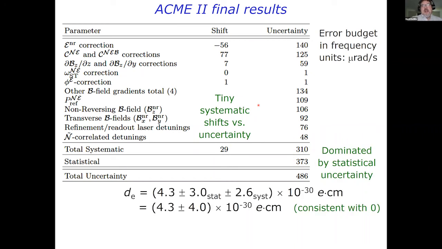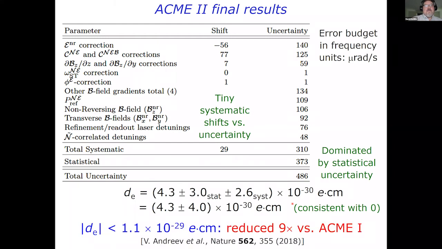In the end, this gave us a total uncertainty of about 500 microradians per second, or a little below 100 microhertz. And this can be interpreted in terms of an electron EDM, which is given by these numbers. It's consistent with zero. And that allowed us to set, for now, the world's best upper limit on the electron EDM at less than 1.1 times 10 to the minus 29. So about an order of magnitude better than our prior measurement.